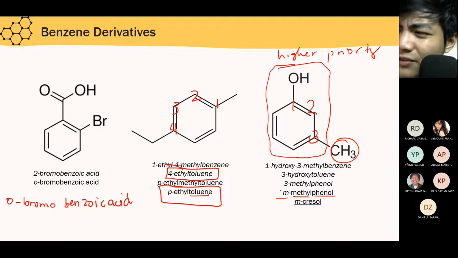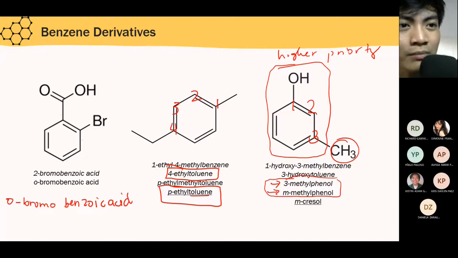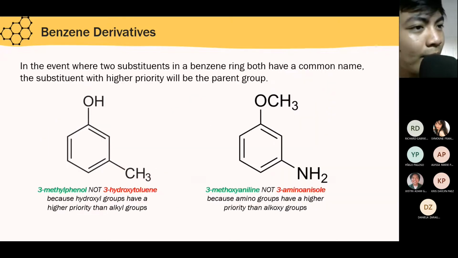So that's why the common name for this one is 3-methylphenol. You can also call it meta-methylphenol, or another common name, metacresol. But these two are the most accepted names. So you give OH the higher priority. So again, the phenol will be given the higher priority. Although that other name is valid, we still want to give this the higher priority. So the OH will be given the higher priority than the CH3.